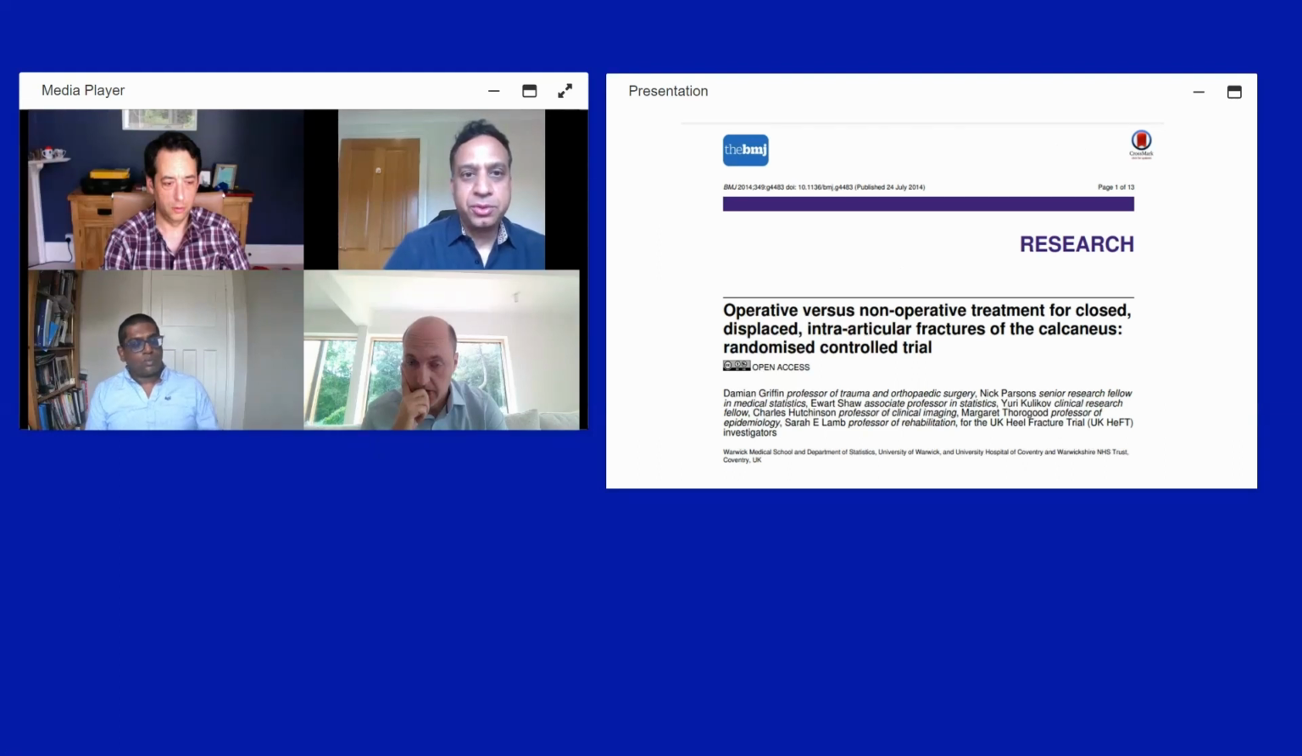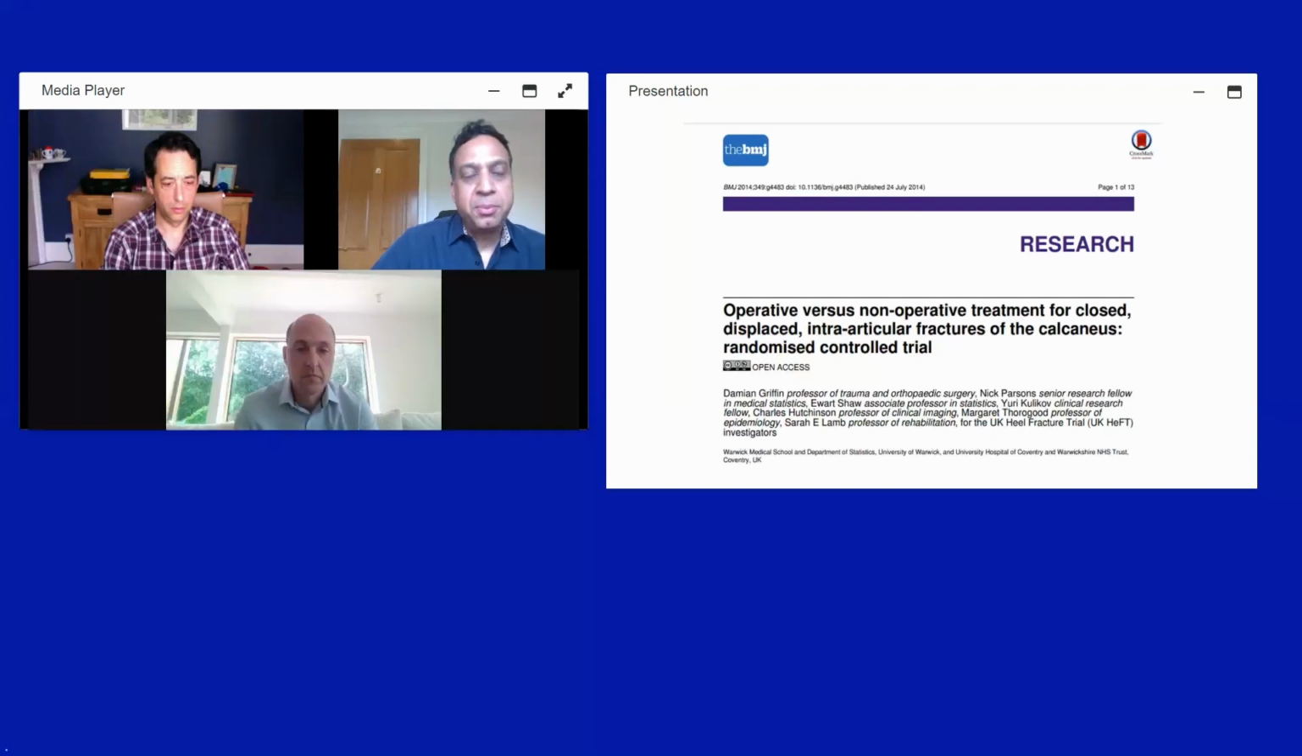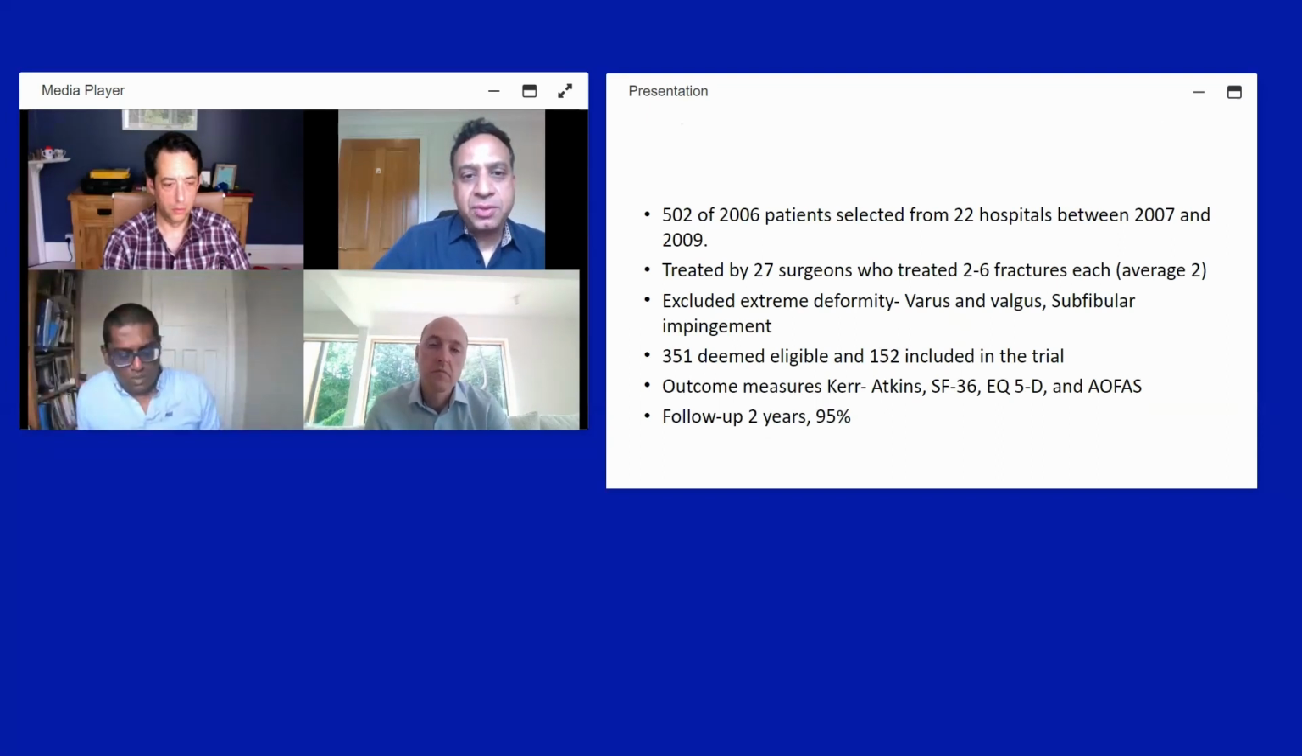So the most controversial to date is the UK heel fracture trial. It was 2014 again, and this was essentially comparing open reduction tunnel fixation versus non-operative treatment. Next one, please. So they screened 2,006 patients, and 502 were potentially eligible. This was conducted in 22 hospitals across the UK.